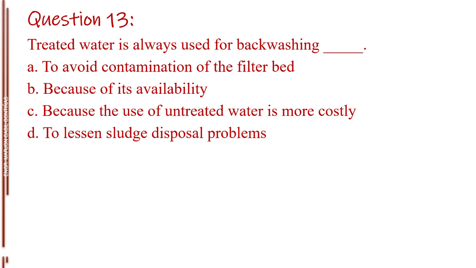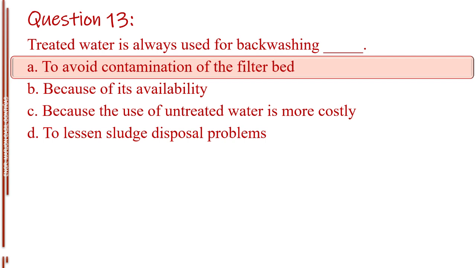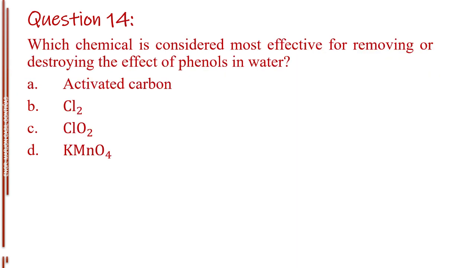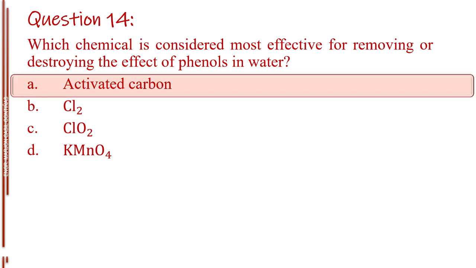The answer is letter A, to avoid contamination of the filter bed. Question number 14. Which chemical is considered most effective for removing or destroying the effect of phenols in water? Letter A, activated carbon. Letter B, Cl2. Letter C, ClO2. Letter D, KMnO4. The answer is letter A, activated carbon.